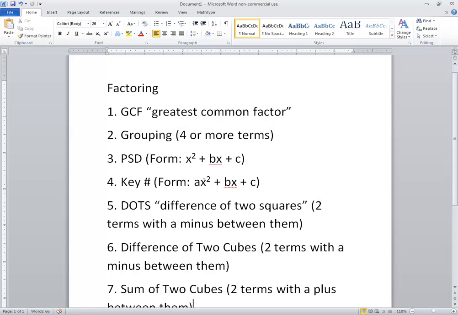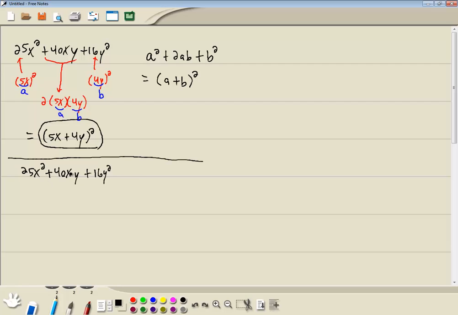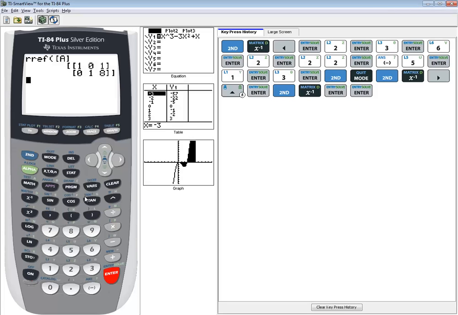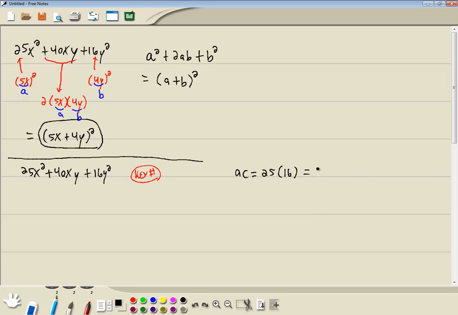This is key number. X squared, x, no x, number in front of your x squared. So key number. Now remember the key number, you take the number at the beginning times the number at the end, ignoring signs. So we've got 25 times 16, which I think is 400, but I'm probably wrong since I'm kind of sleepy. Let's see, 25 times 16, 400. And we're going to come up with our 3 columns.